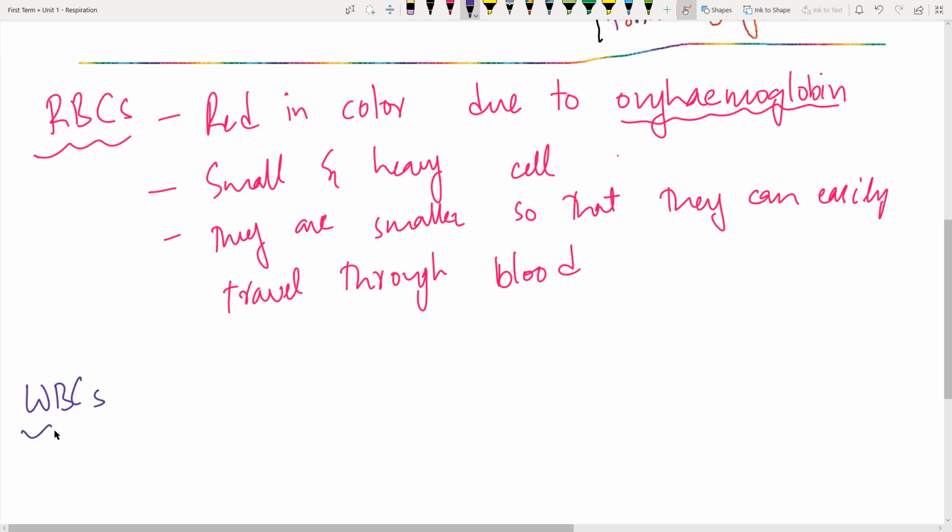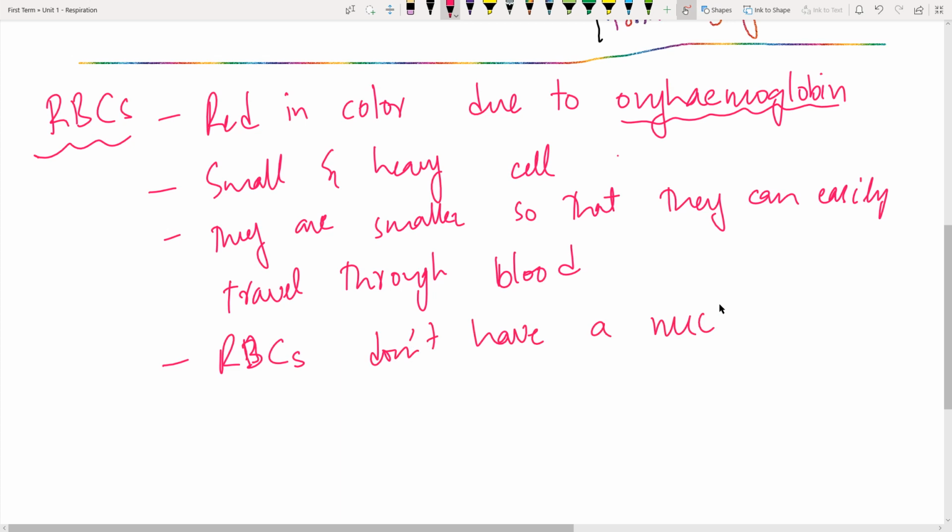Let's finalize some points, right? They fight pathogens, right? Number two, one point I missed, right? Let me just, before we get into the WBCs, the RBCs, and this is kind of interesting information. RBCs don't have a nucleus, right? Even though it is a cell, it does not have a nucleus.